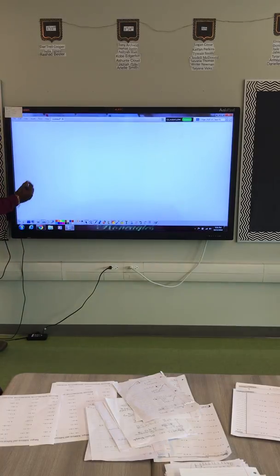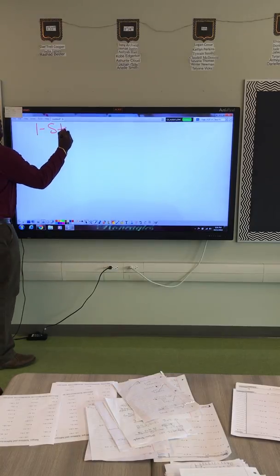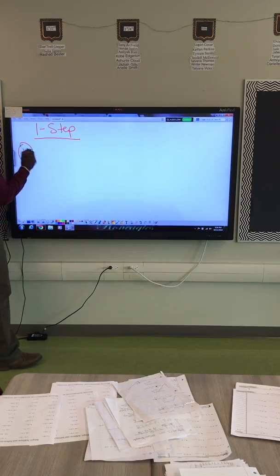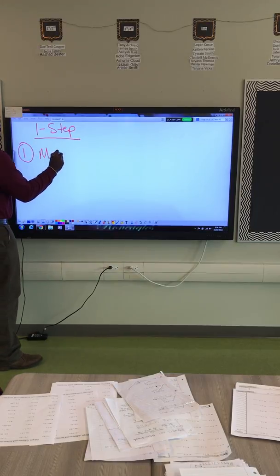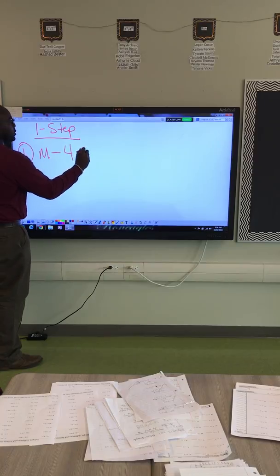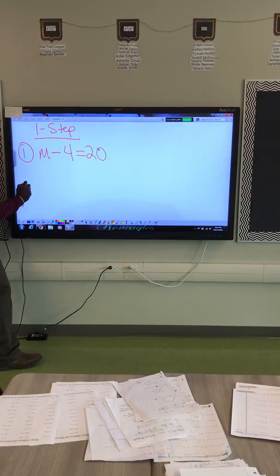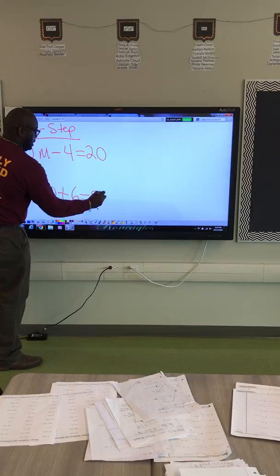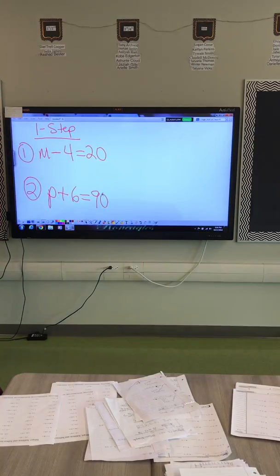I want you to try these 4 on your own. One step on this side. And for the one step I don't suspect you're going to have any issues with them. P plus 6 equals 90. Two-step in purple.